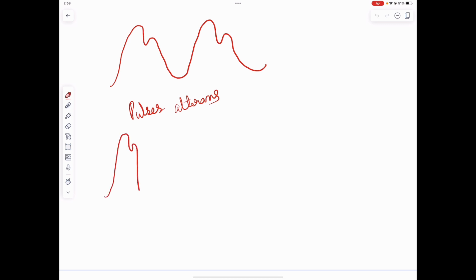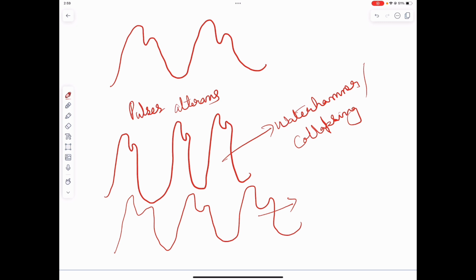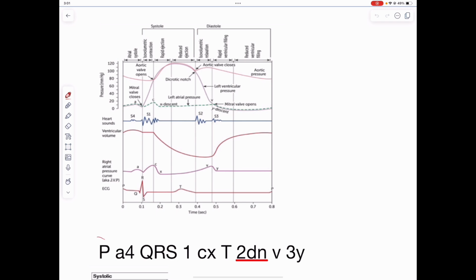Now the other pulse is a bounding pulse. This is a hyperkinetic bounding pulse that is seen in aortic regurgitation, and is known as water hammer or collapsing pulse. Why is it called bounding pulse? Because it is increased in volume and also there is considerable height to it, so therefore it is known as bounding pulse.